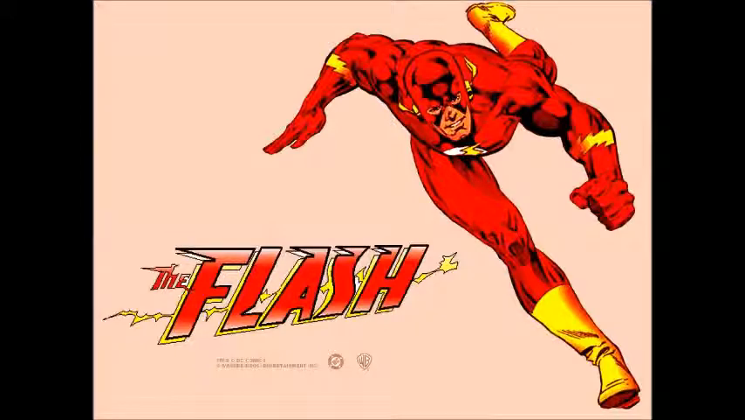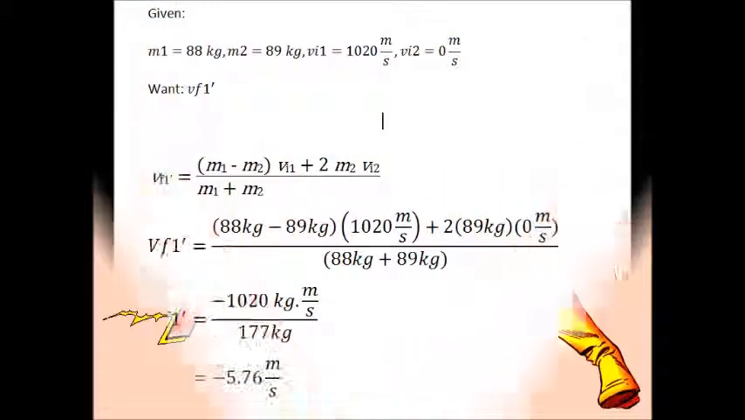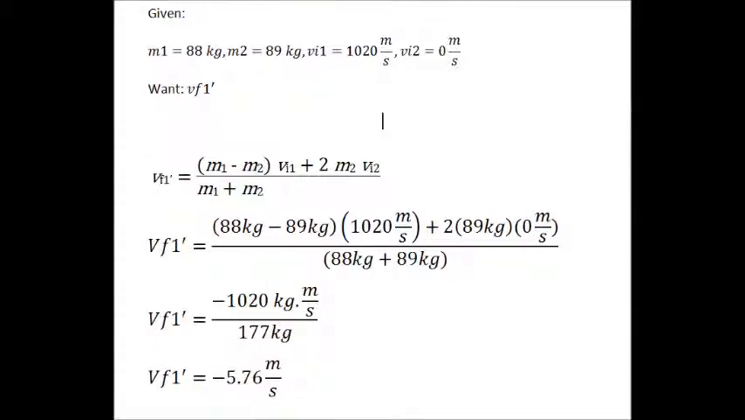Now let's take a look at the energy and momentum in relation to the Flash. Flash's nemesis, Captain Colt, is robbing a bank. If the Flash runs at a speed of Mach 3, which is 1,020 meters per second, and punches Captain Colt, who is standing still, what will their velocities be if the Flash weighs 88 kilograms and Colt 89 kilograms? For this problem, you are given both masses and velocities, 88 kilograms for the Flash and 89 kilograms for Captain Colt, 1,020 meters per second for the Flash, and 0 meters per second for Captain Colt.